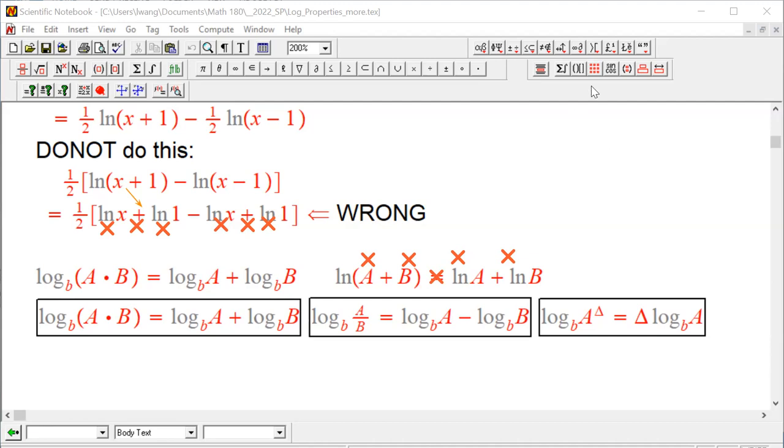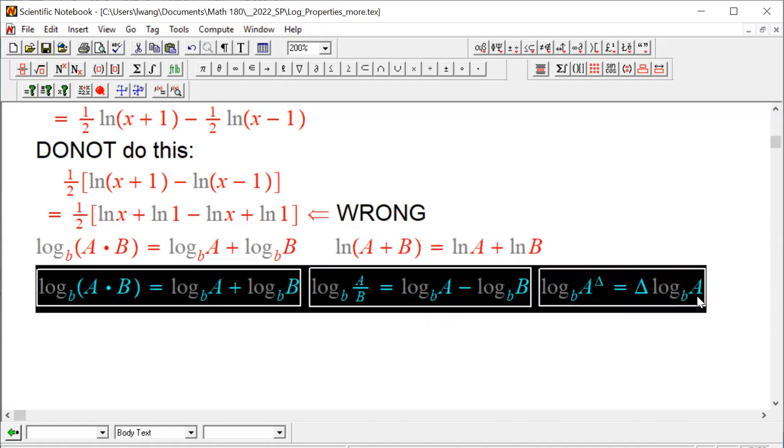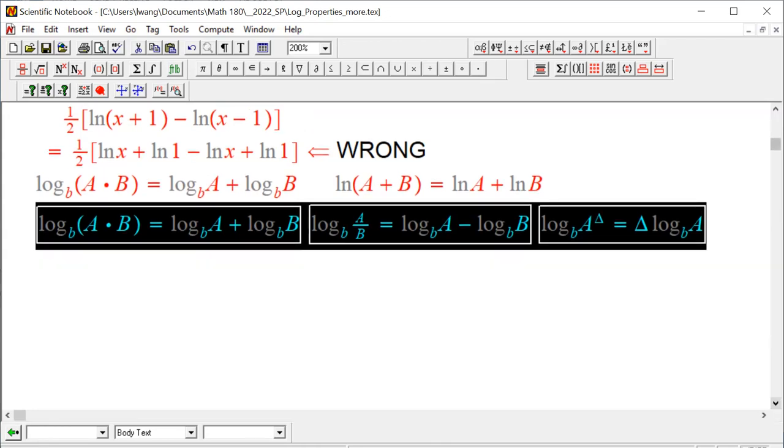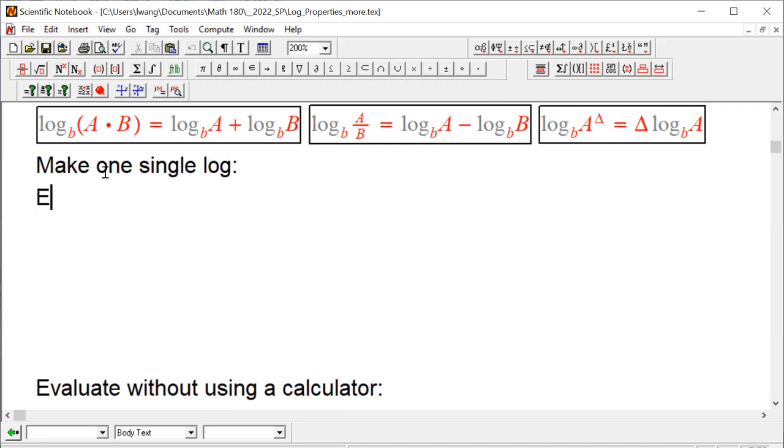And there's another kind of question. This other kind of question is to make one single log. Making one single log. Let me give you some examples.